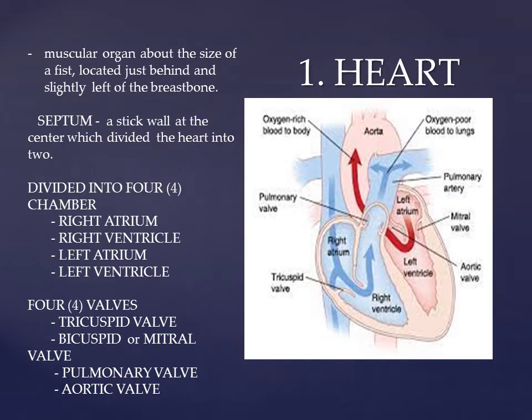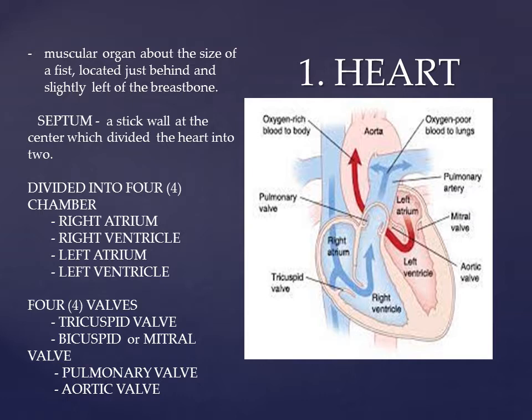The first major part of the circulatory system is the heart. The heart is a muscular organ about the size of a fist located just behind and slightly left of the breastbone. A thick wall at the center which divides the heart into two is called the septum. The heart has four chambers: the right atrium, the right ventricle, the left atrium, and the left ventricle.